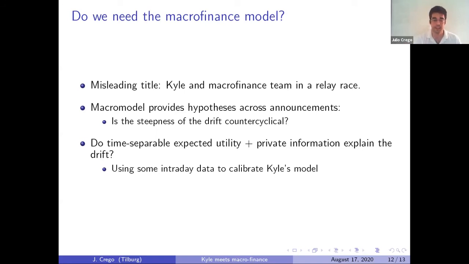And finally, and this is the question I'm really interested in, can we go back to time separable expected utility if we have private information, or do we need to keep up with the Ai-Bansal kind of preferences? I think you did some estimation, where you actually calibrated the drift. Maybe it's easier or more convincing to have intraday data, calibrate Kyle's model, and then see how far away you are from the drift. Because if you can explain the drift just with time separable expected utility, I think that will be great.